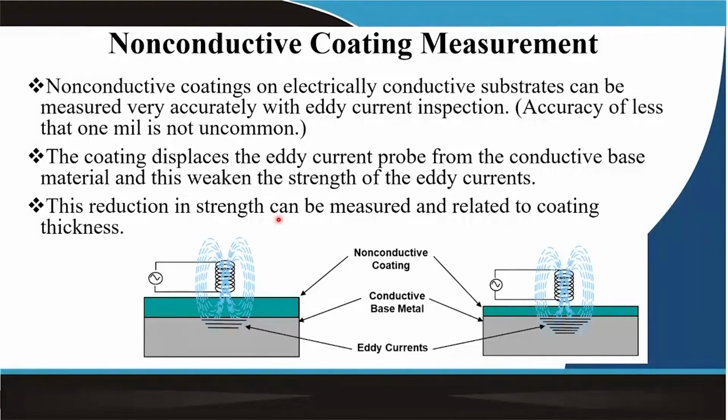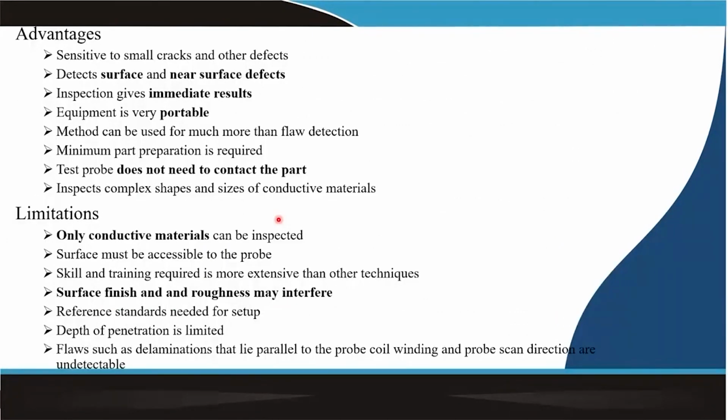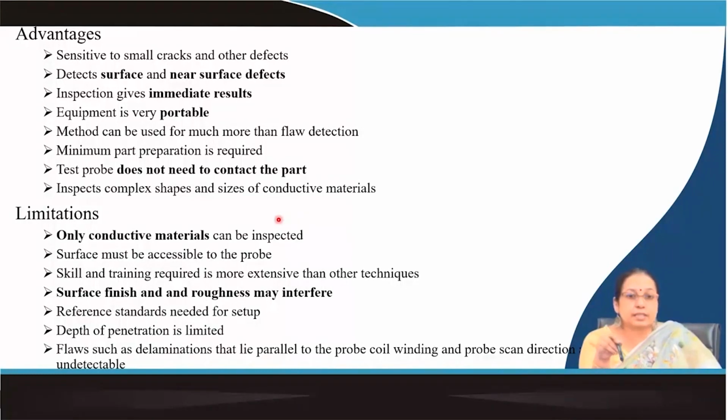So, this is a very successful way of measuring coating thickness when there is a conductivity difference between the coating and the substrate. It is sensitive to small cracks and other defects. Defects of the surface and near-surface region can be detected. Results are immediate, and the equipment is very portable. So, eddy current based techniques can be taken easily anywhere and you can do the testing.